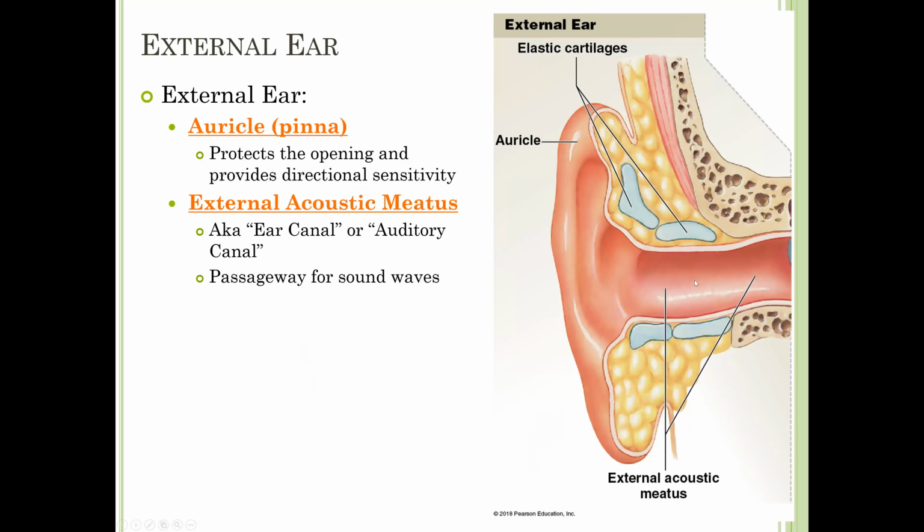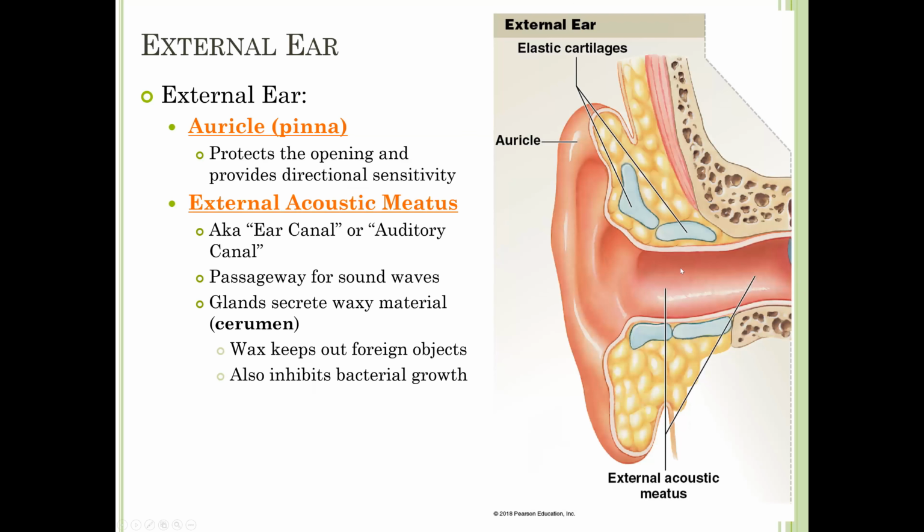Then you have what you probably used to call the ear canal, but now you're going to call the external acoustic meatus. This is also sometimes called the auditory canal, but it's better to call it the external acoustic meatus, especially so we don't confuse it with the auditory tube, which is another structure altogether. And the external acoustic meatus provides a passageway for sound waves to get into the internal structures that are responsible for allowing us to hear.